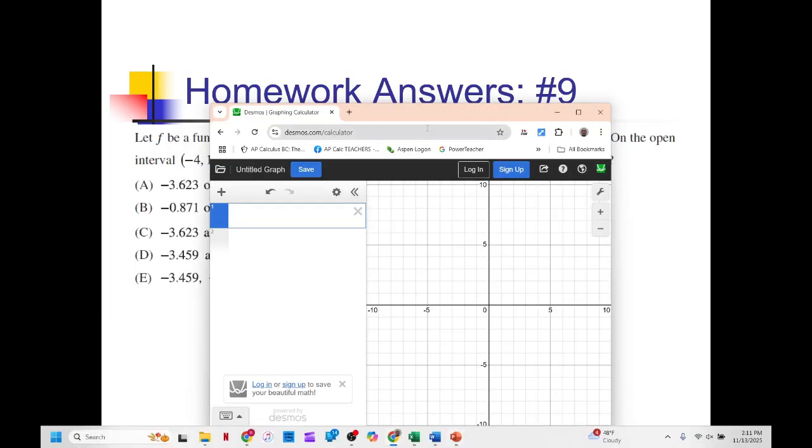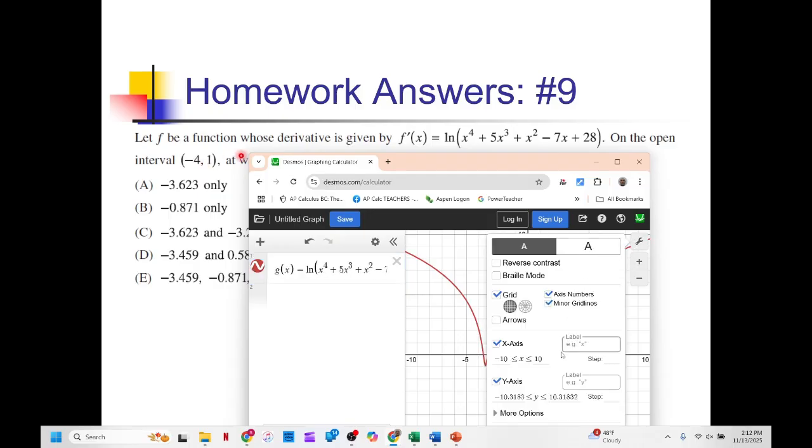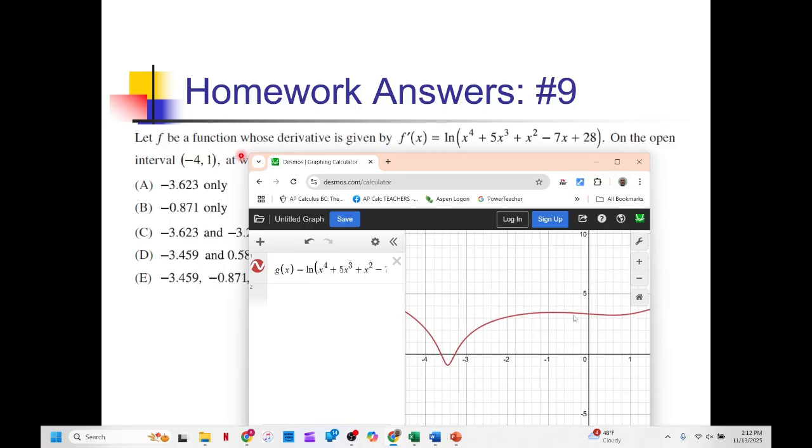So here's Desmos. Let me move that so I can see my function. I'm going to call my derivative g just so I'm not having to use prime right off the bat. And we're going to have ln, parentheses, x to the 4th plus 5x cubed plus x squared minus 7x plus 28. So let me change my window to be from -4 to 1. Go to the wrench here, and let me make my x values like -4.5 to 1.5. So here's the relevant piece of the graph.